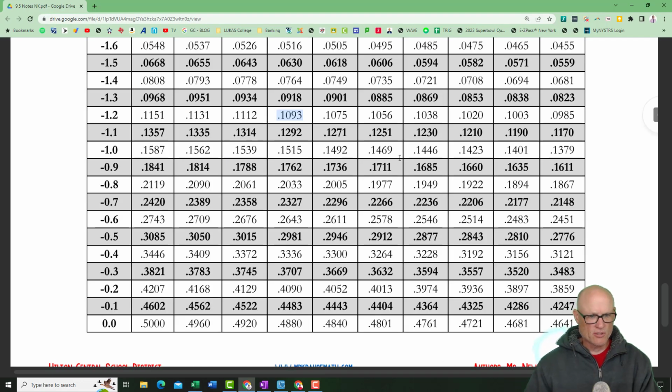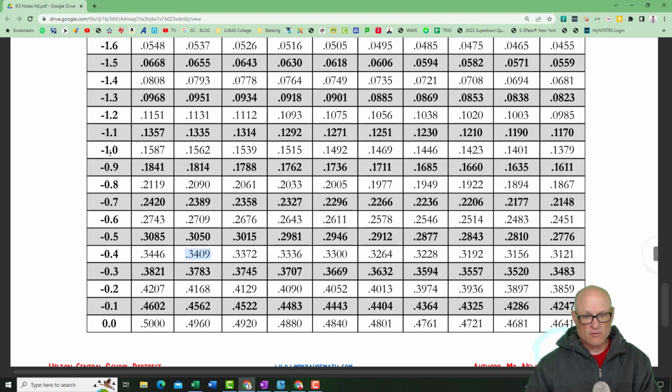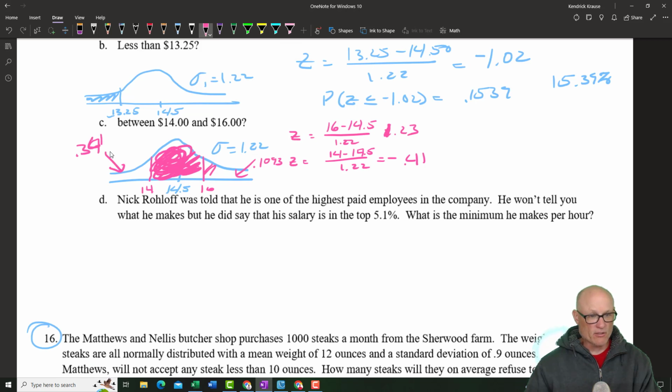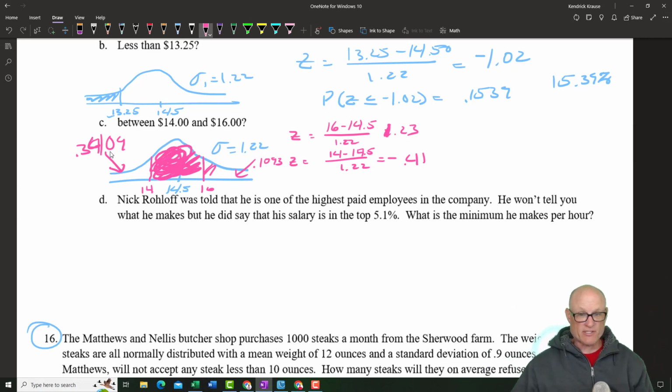That's going to be a big number. 0.40, 0.41 is 34.09. That's down here. 0.3409. Now remember, I want the part that's in the middle, and they're on both sides. So I'm going to subtract off the tails. I'm not going to do the probability stuff. I'm just going to subtract off 0.3409 minus 0.1093.